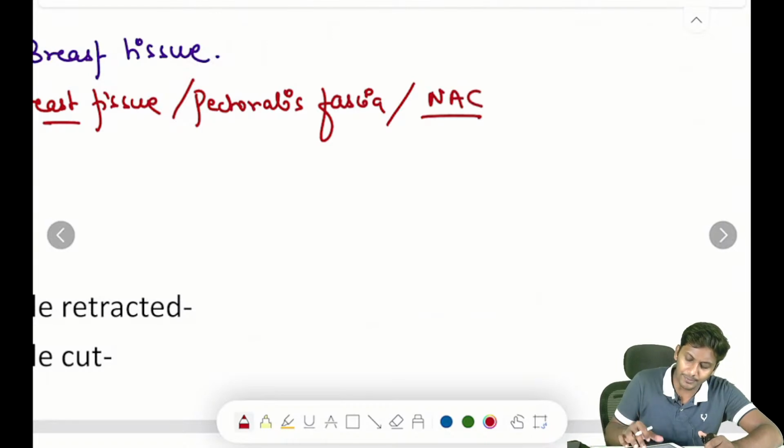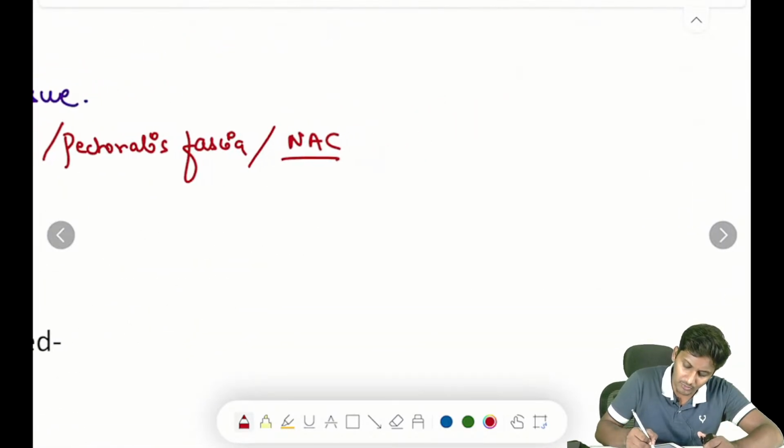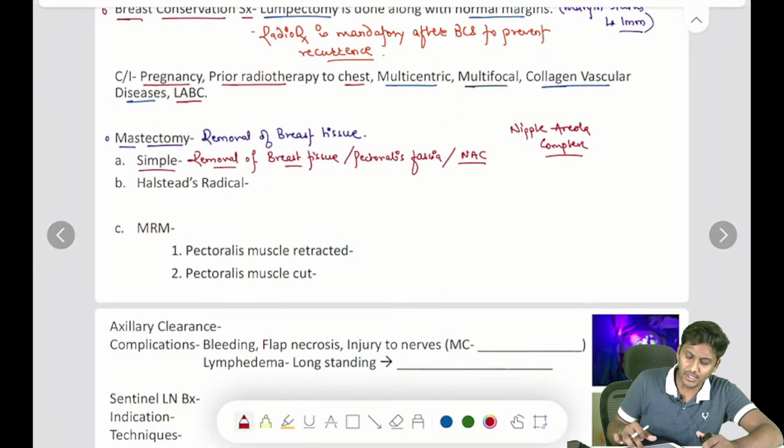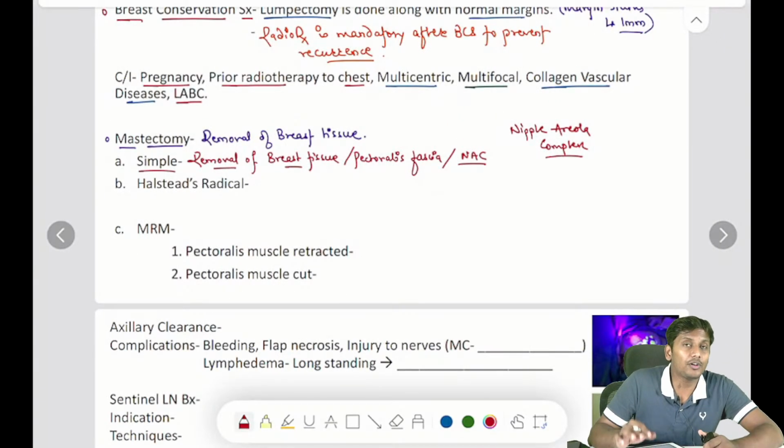NAC is nothing but nipple areola complex. I'll write it over here once. So definitely the nipple areola complex will also be removed. So simple mastectomy is removal of three things. First is removal of the breast tissue. Second is removal of the pectoralis fascia. Third is the removal of the NAC, that is the nipple areola complex.